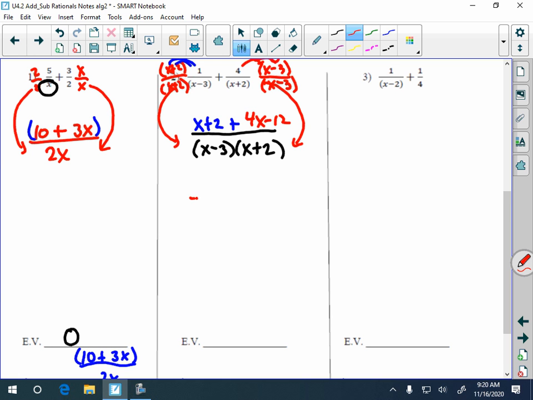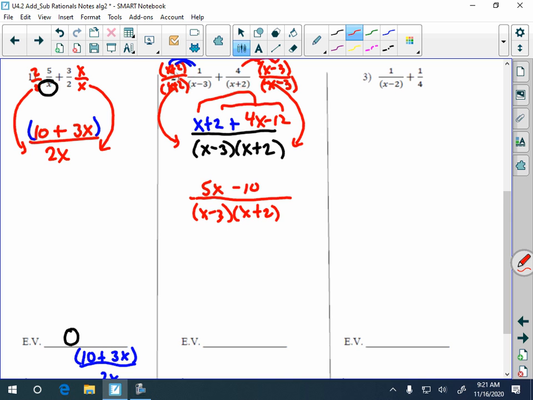All right, so now I'm going to rewrite this denominator. Okay, x minus 3 times x plus 2 on the bottom. I'm going to combine my terms, so I have an x and a 4x. I can add those. That's 5x. And then I have a 2 and a negative 12. That's negative 10.